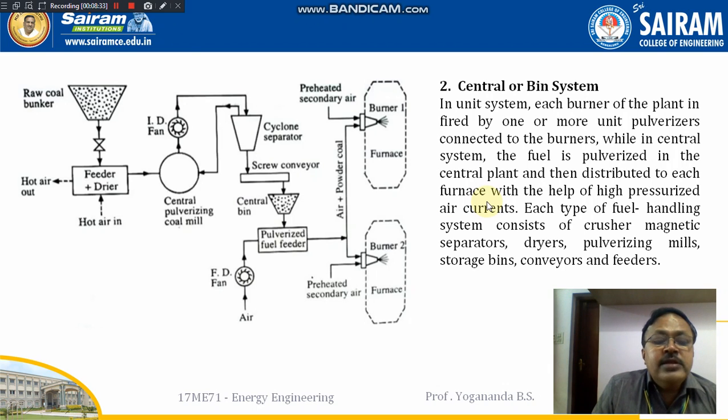Next is the central or the bin system. Here we have the centralized pulverizing coal mill. We have one or more unit pulverizers connected to the burners here. So here you have one or more burners. The fuel is pulverized in the central plant, and then distributed to the furnace with the help of the high pressure air current.